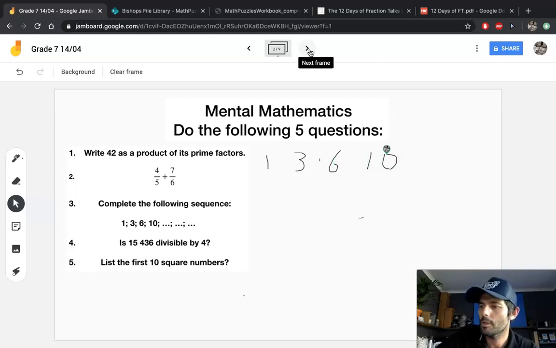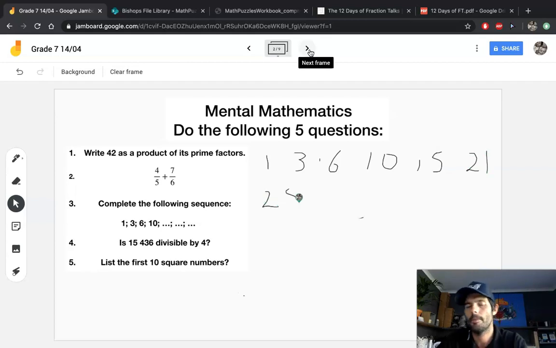Okay, so then we'd increase by 5, then by 6 to get to 21, and then by 7 to get to 28. Okay. Question 4 is: is 15,436 divisible by 4? So the divisibility rule for 4 is if the last 2 numbers are divisible by 4, then the whole number is divisible by 4. And remember, that's because we know that 4 goes into 100 perfectly, which means it then goes into 1,000 perfectly.